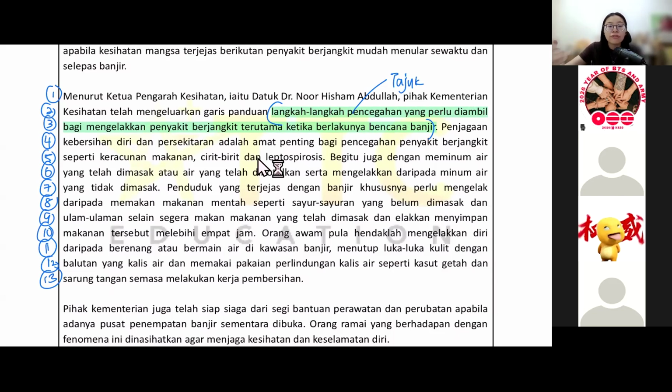Now, starting from the second paragraph, tell me which line is your answer. What actually they need to do? Apakah yang perlu dilakukan oleh mereka untuk mengelakkan diri menjangkit penyakit berjangkit? Those like food poisoning, cirit-berit, leptospirosis, all this is called penyakit berjangkit. So tell me, which line?